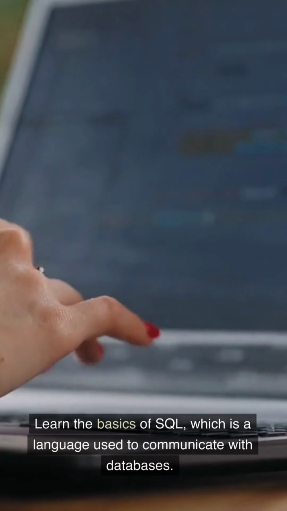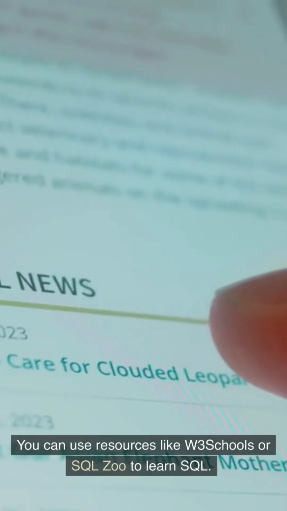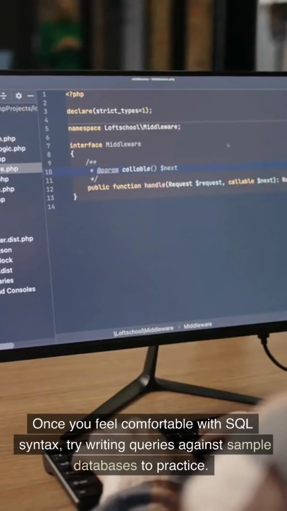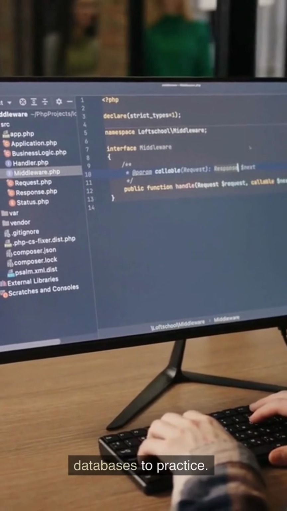Week 3 to 4, Introduction to SQL. Learn the basics of SQL, which is a language used to communicate with databases. You can use resources like W3 Schools or SQL Zoo to learn SQL. Once you feel comfortable with SQL syntax, try writing queries against sample databases to practice.